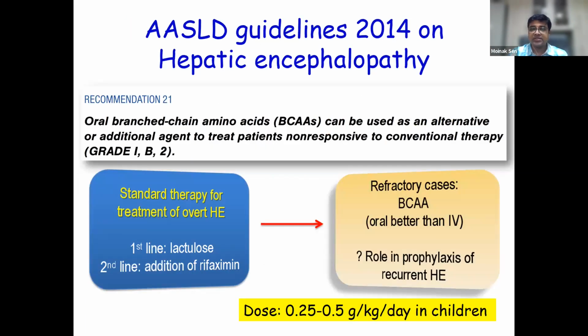So oral branch chain amino acids is also one of the therapies in hepatic encephalopathy, but that is when there is a refractory. That means the first line drugs have not worked, the second line drugs have not worked, and in refractory cases, they give branch chain amino acids 0.25 to 0.5 grams per kg per day in children.